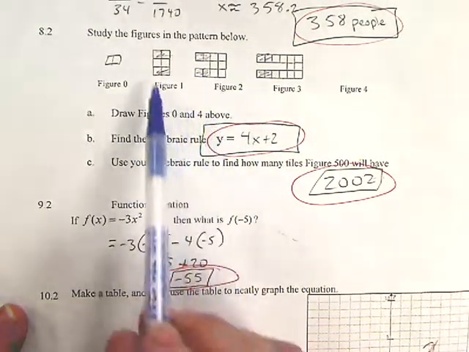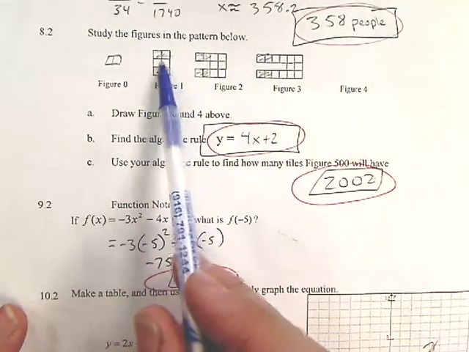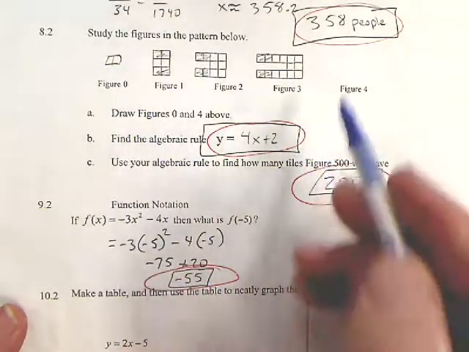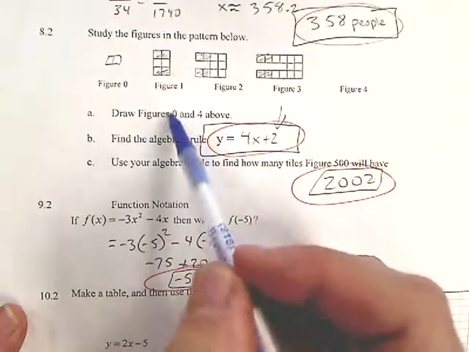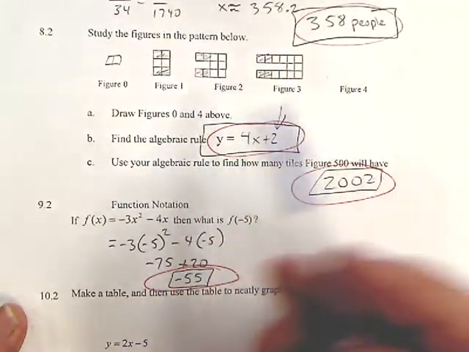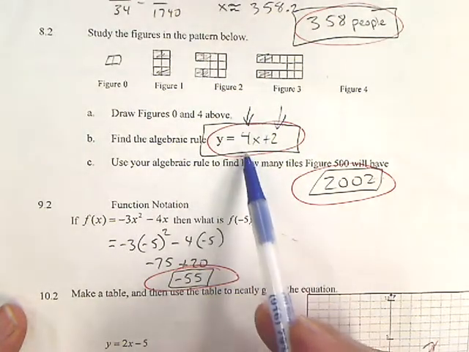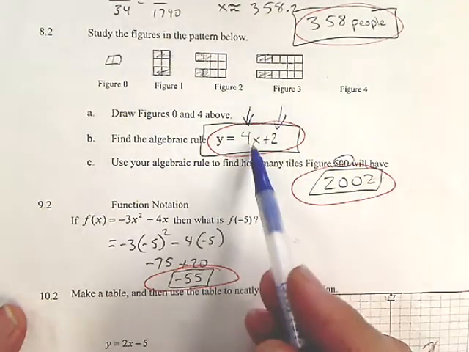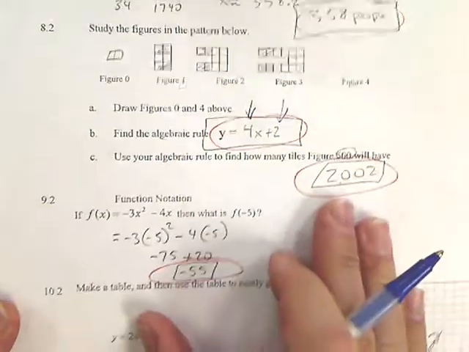Find the algebraic rule. I added 4 each time, each figure. So to go backwards, you would subtract 4, and that leaves you just 2 here. So it started off with 2. It's changing by 4 each time. You're adding 4, add 4, add 4. It's adding 4 multiple times, so that's multiplication. And that's why it's 4x. 500, plug it in for the x, and it gives you 2002.